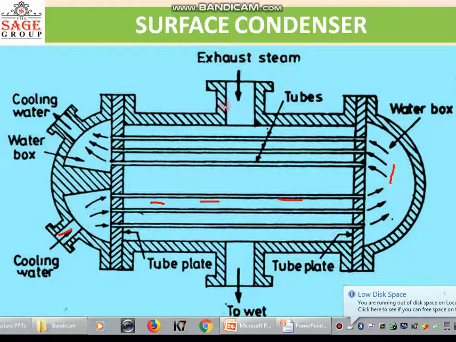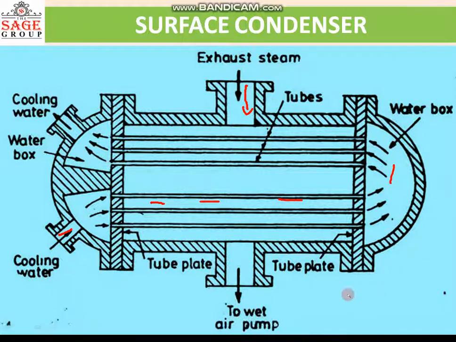Exhaust steam is coming from the top side, and this steam will enter from here and will pass over all these tubes and will be condensed. So the condensed steam, along with the air, will be supplied or stored in the tank. So this is the functioning of the surface condenser.